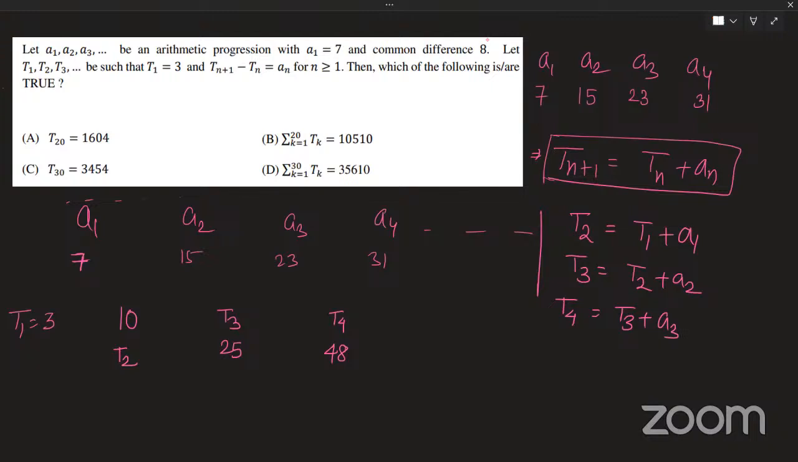So after that, T2 is equal to T1 plus A1, T3 is equal to T2 plus A2, T4 is equal to T3 plus A3. So T1 is 3. In order to get T2, I would add it with A1, so 3 plus 7, 10. After that, in order to get T3, I will need to add it with A2, so 25. After that, in order to get T4, 25 plus 23, 48, right?